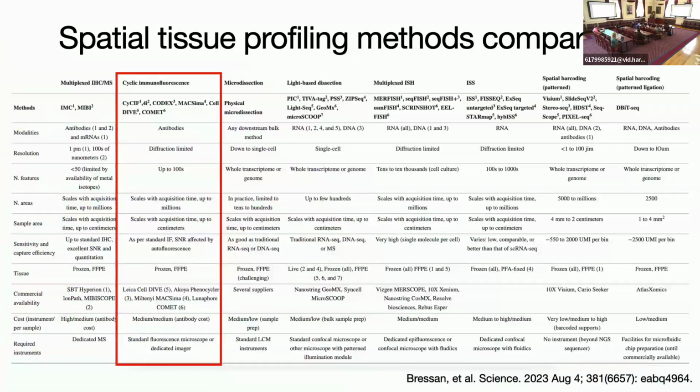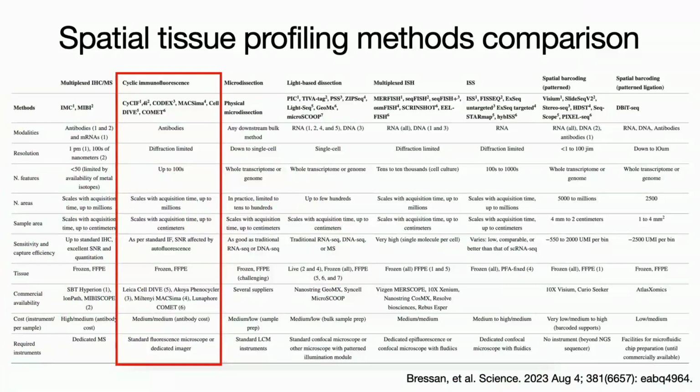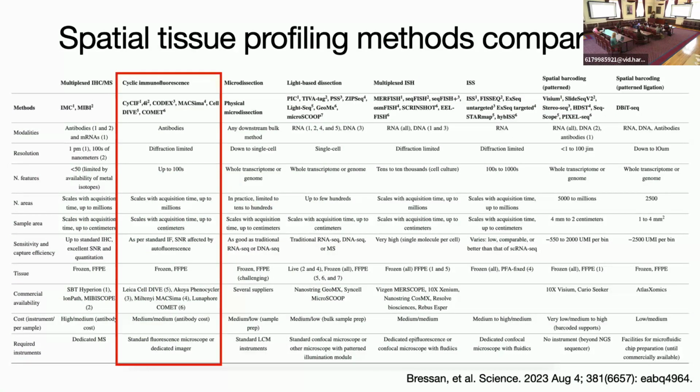I think this is from a review last year of various spatial tissue... I think 2020 Nature Methods claimed spatial tissue profiling as the method of the year or whatever. Since then, the number of methods and instruments and techniques has only grown. This is sort of a hard to read table summarizing the different techniques, but basically a lot of them are RNA based. Everybody loves sequencing.